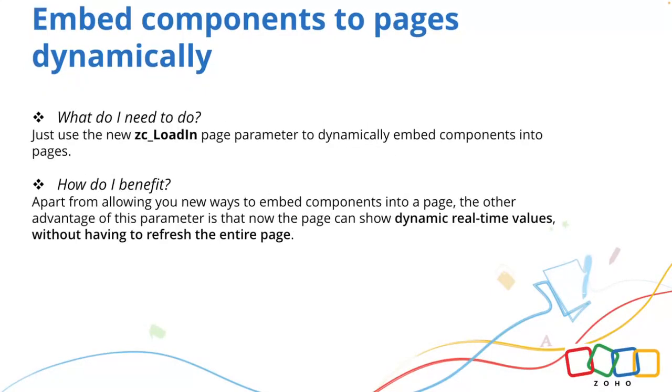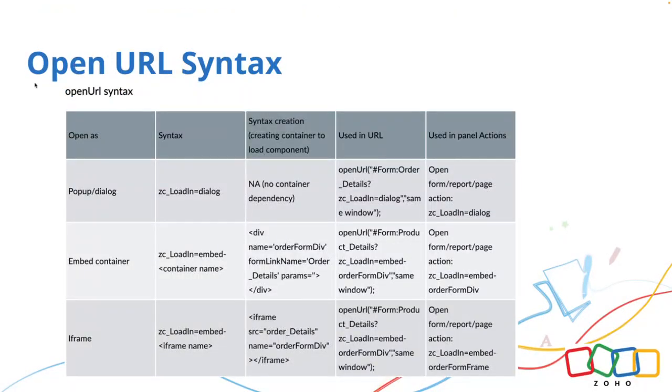Now, interestingly, I'll give you a few more options. What I need to do is just use this page parameter ZC loadin to dynamically embed the components, and it can show the dynamic real-time values without having to refresh the entire page altogether, right? How the same can be done, we do have the open URL syntax. So this is the syntax which I'm going to use. I can open it as a pop-up, I can open it in the embed container, or even I can go with an iframe. So in a specific frame as well, it will give you the details.